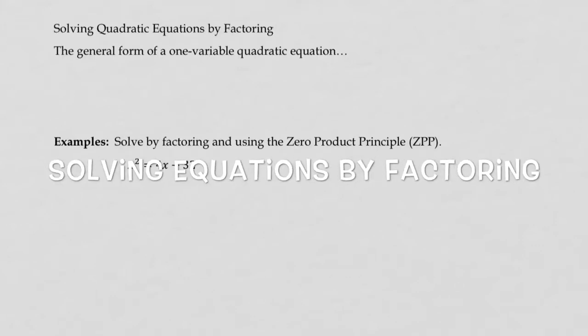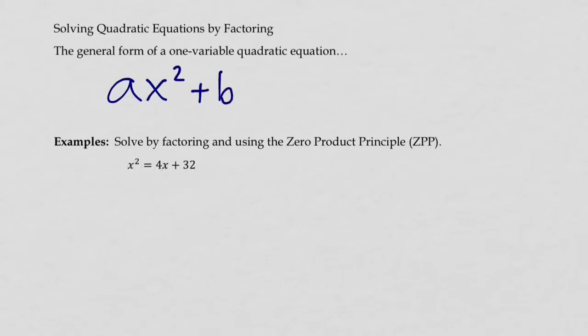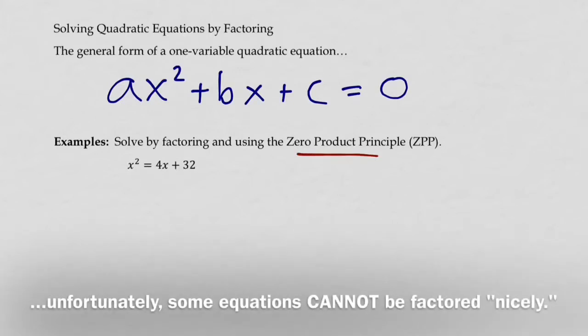The general form of a quadratic equation is ax squared plus bx plus c equals 0, where a, b, and c represent constant values and x represents the variable. One approach to solving a quadratic equation is by factoring and using the zero product principle.